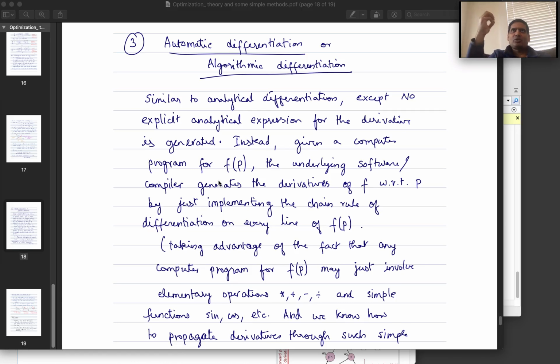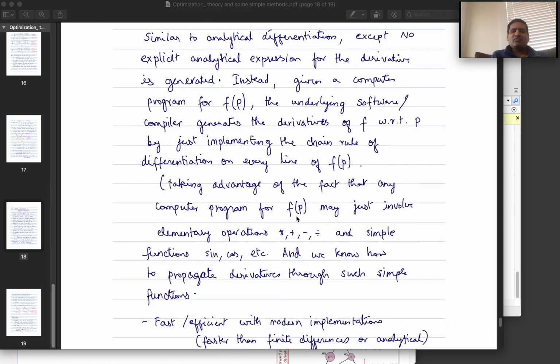So f of p would be perhaps a few lines long. And how do you compute the derivative of a function with respect to another variable? You just apply the chain rule for each function operation that we do, right? Because any function f of p is going to be some combination of elementary operations like addition, subtraction, multiplication, division, simple functions like sine, cosine, tan, cotangent, and so on. And we know how to propagate derivatives through such simple functions and elementary operations. It's just the chain rule, and we know the rules of differentiation for each of these functions.